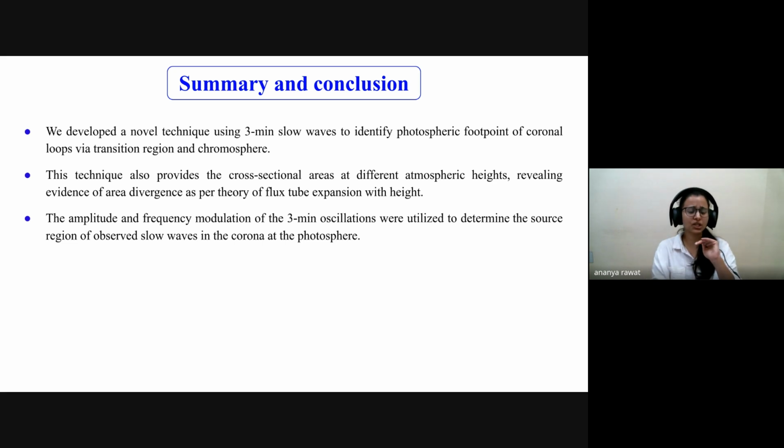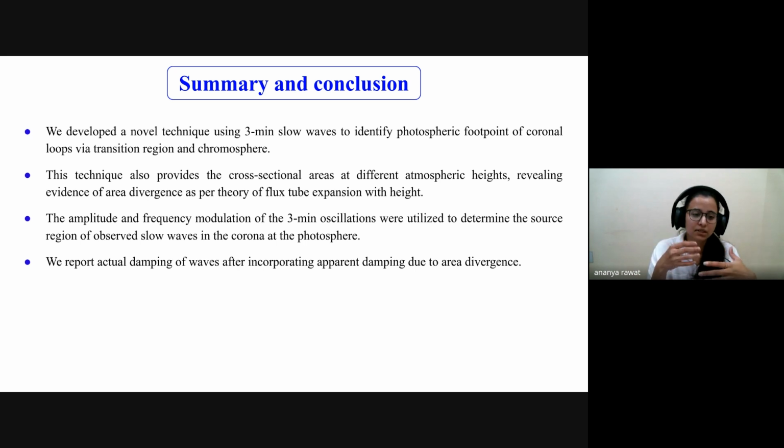Since we correlated the amplitude modulation and frequency modulation period, we found a significant amount of correlation between them. We can say that the 3-minute slow magnetoacoustic waves, which are very well studied in the corona, owe their origin to the photospheric 3-minute oscillations. So this determines that the whole umbral solar atmosphere is coupled.